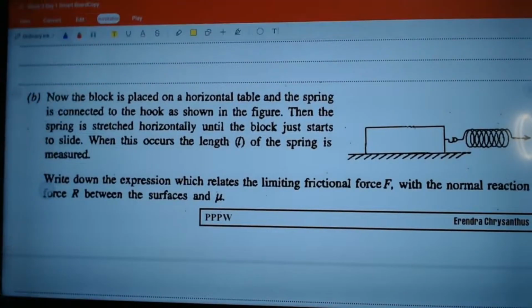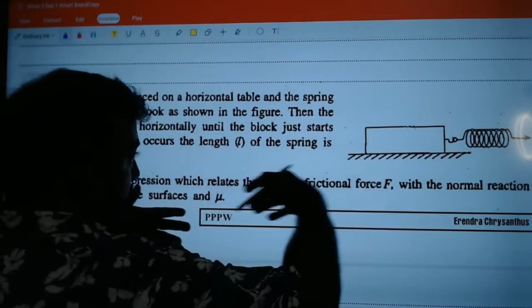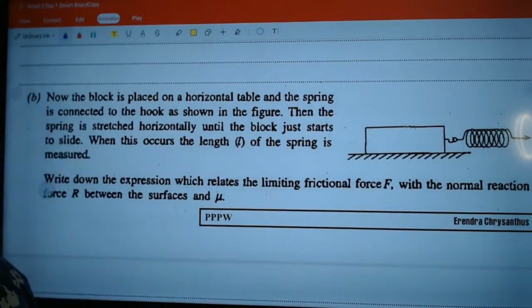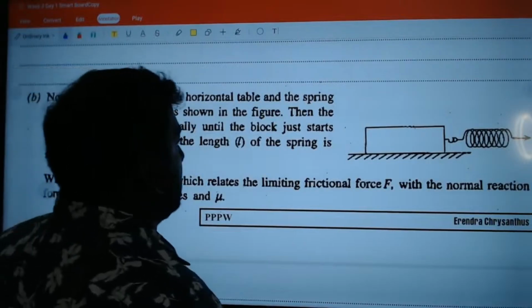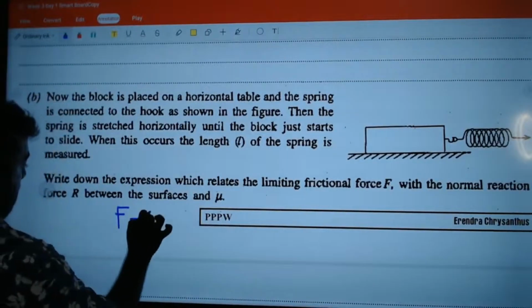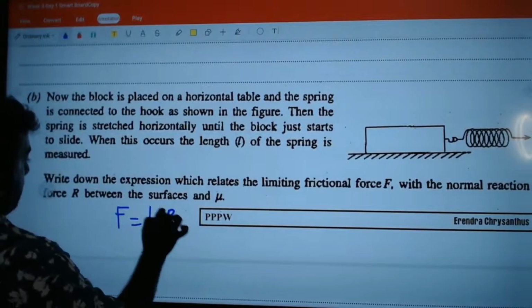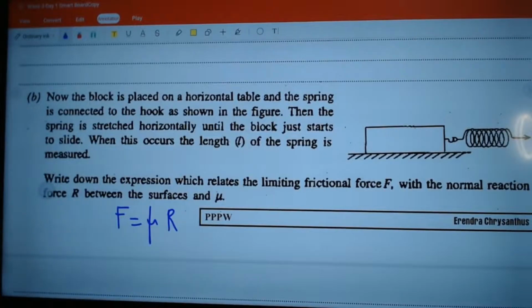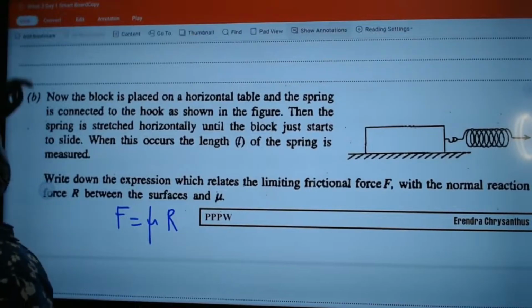Simple question. Now the block is placed on a horizontal table and now we are pulling it. Write down the expression which relates the limiting friction force with the normal reaction and the surface. So limiting friction force equals mu times normal reaction. There you go. Same symbols we have used. Right. Moving on.